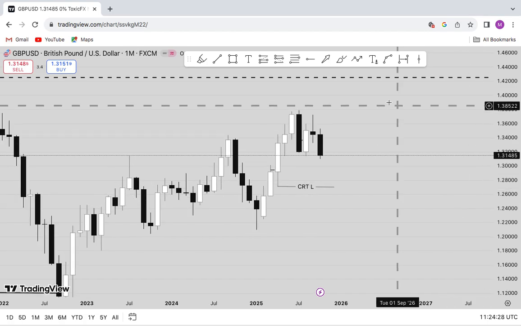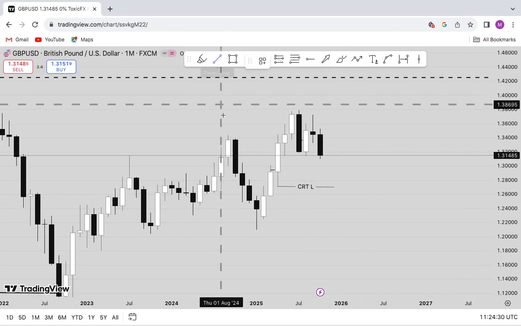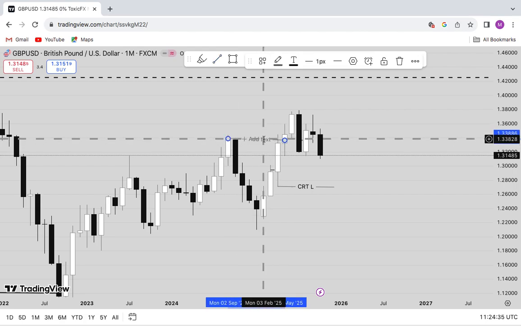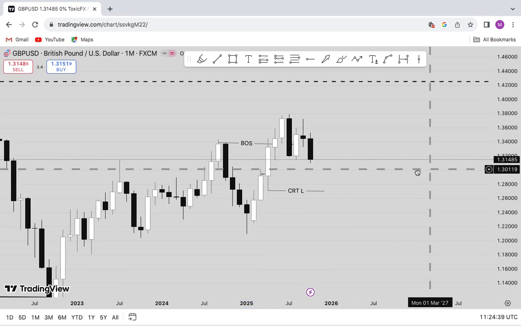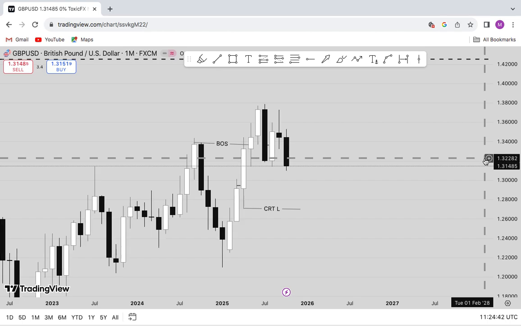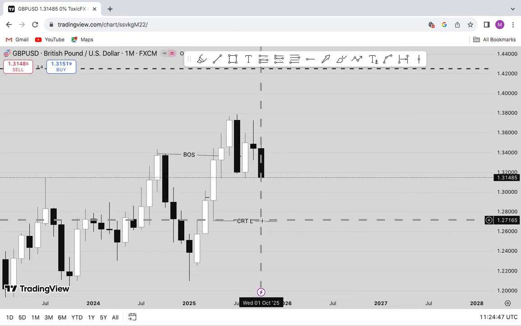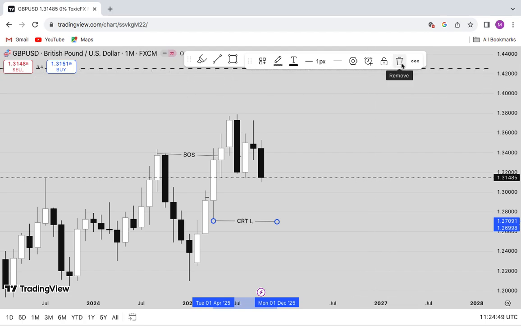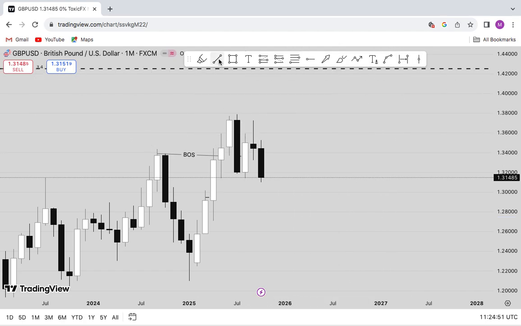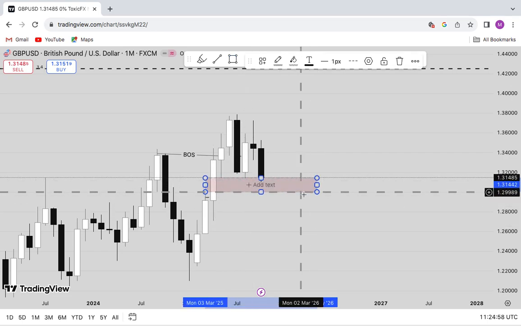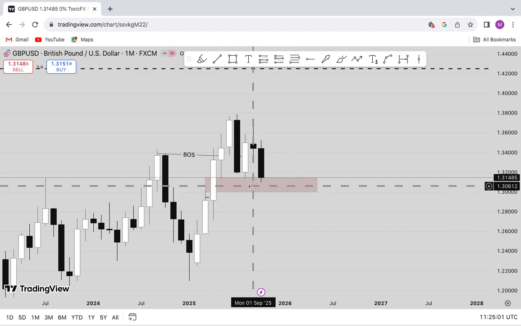So I'll just quickly mark out a break of structure here. Price broke structure, we have a BOS around this area here, and now we need to look for PD arrays on the monthly time frame. So what are the PD arrays I would like to mark on my monthly time frame? The first PD array I would like to mark is this fair value gap we have down here.